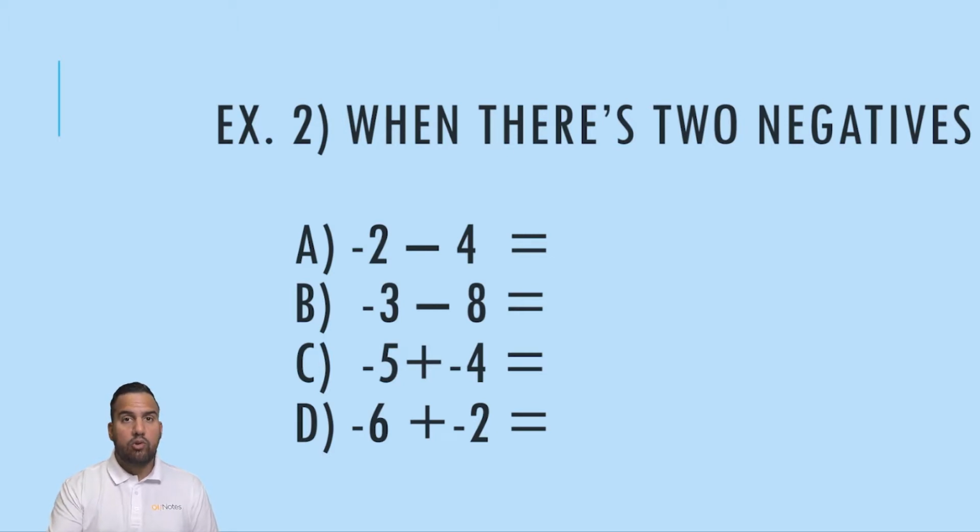So I'm going to add them like normal. 2 plus 4 is 6. Look at the sign of the bigger number. Bigger number is 4, but do you realize they're both negative? So because they're both negative, my final answer is going to also be negative. And that's my answer for A.